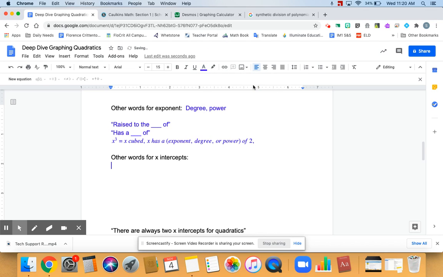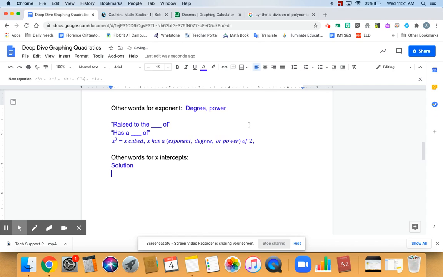On the test that you're going to take, they're going to only use the word x-intercept, so that's great. On official exams like SAT and other ones, they might use other words. Words like solution. So whenever they give you an equation and they say, what's the solution? They want you to make it equal 0 and find the x-intercept. It's what they're asking for when they say, what's the solution?